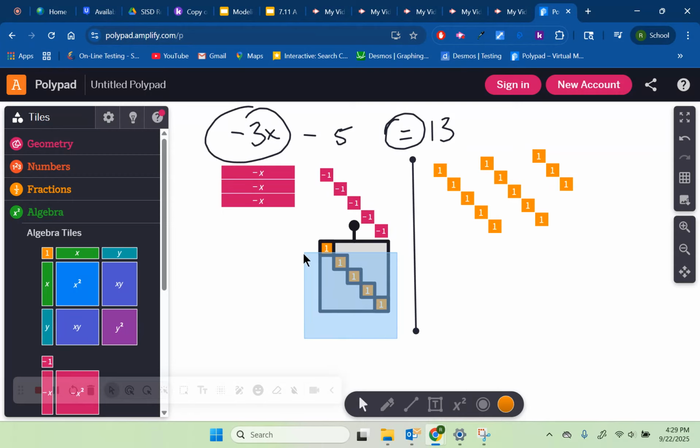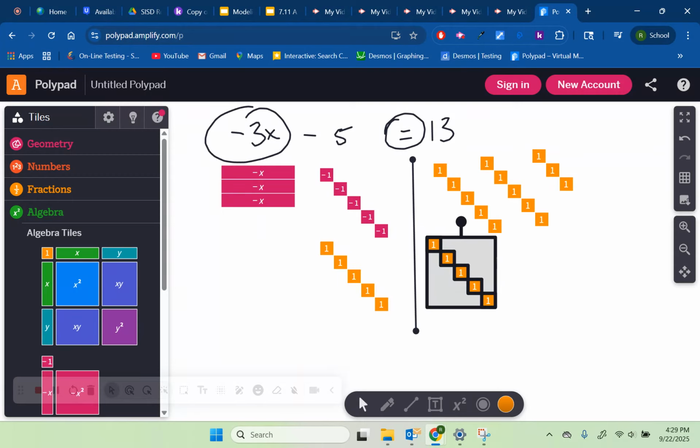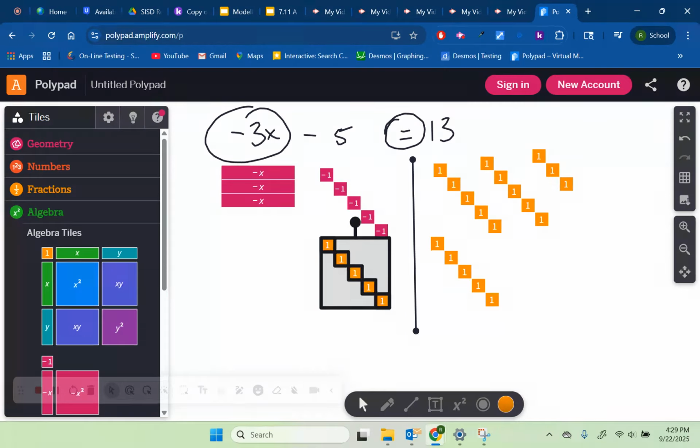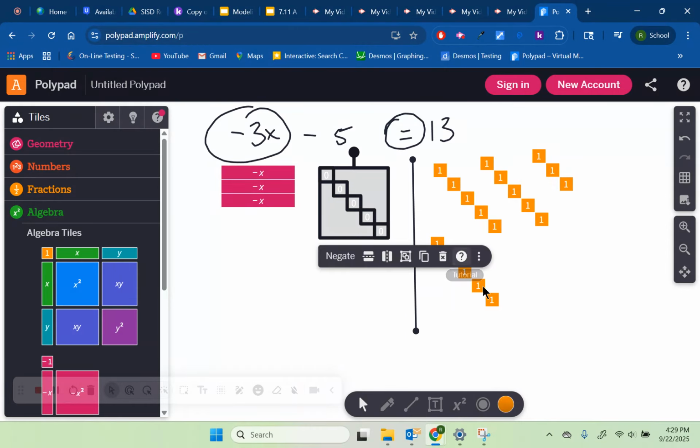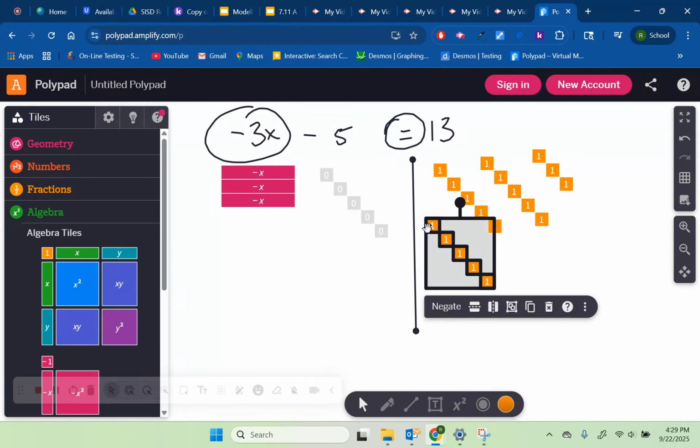What I do to one side, I've got to do to what? The other. So these guys will cancel with these guys. Nothing cancels here at all. Notice I got groups of 5, three groups of 5. 1, 2, 3, and then there's a 3 over here.